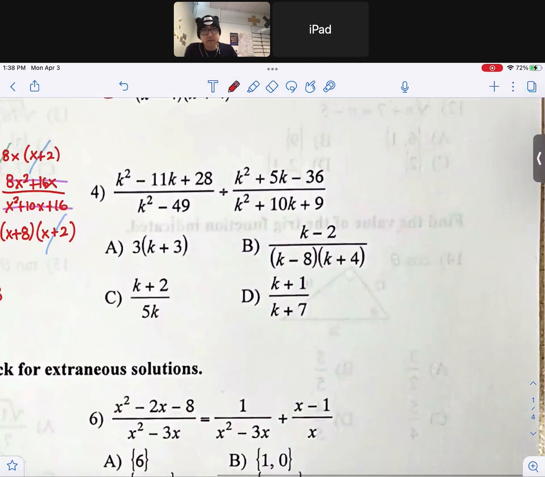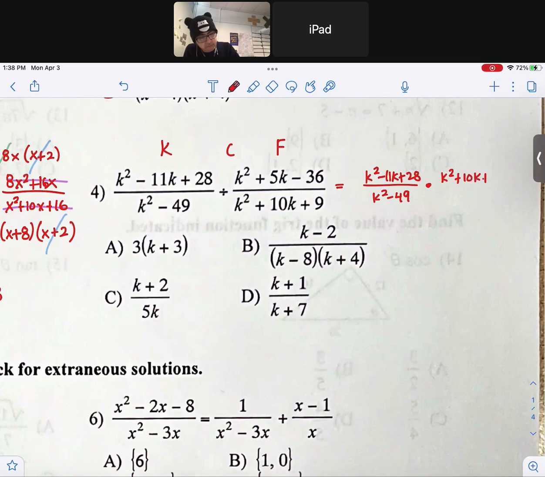Number 4, same deal, yeah? So because there's a division sign, you've got to keep, change, and flip it. Keep, change the division to multiplication, and flip this side. And now you do your factoring. And you can actually factor all 4. So what two things multiply to 28 but when you add give you -11, that's -7 and -4. What two things multiply to 9 but when added give you 10, that's k plus 9 and k plus 1.